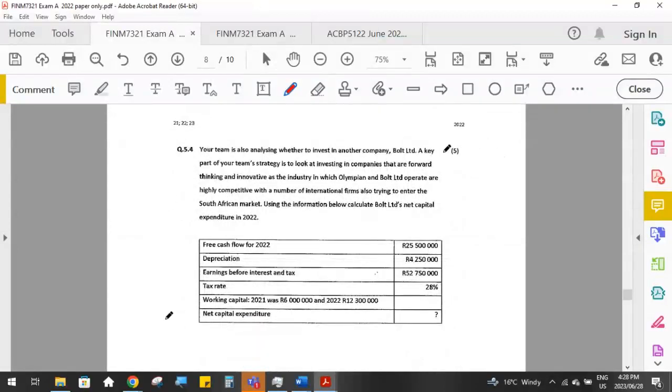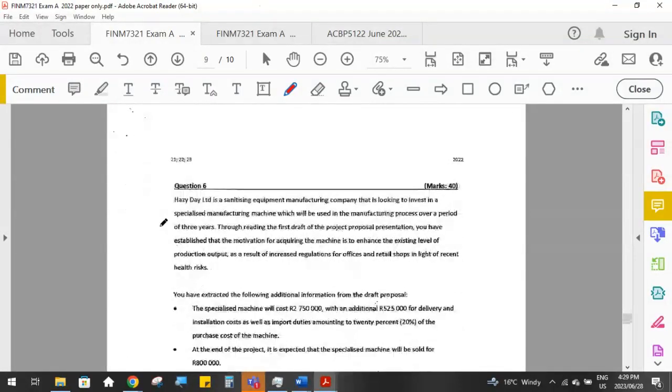Question 5.4 also I'm not going to go through in detail. This comes exactly out of one of your assignments, where you also had to take the free cash flow formula. Remember, not the free cash flow valuation formula, but the free cash flow formula, and solve for one of the variables in the formula. So in this question, they've given us the free cash flow and depreciation and other stuff, and we had to solve for the net capital expenditure. I think this was actually the same question as in your assignment. You also had to solve for CapEx. Okay, so you're familiar with that one already.